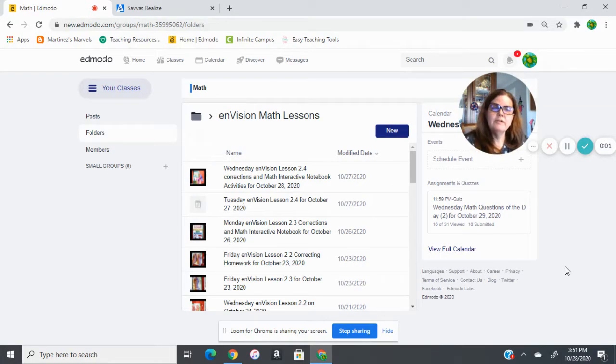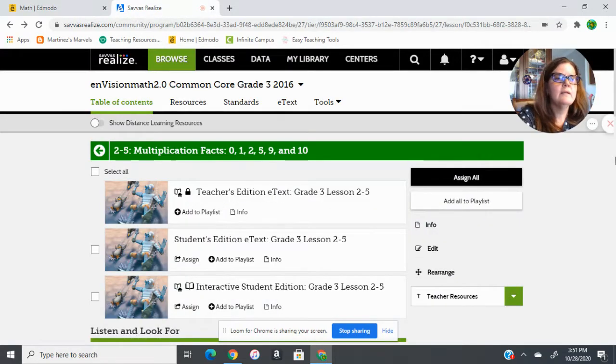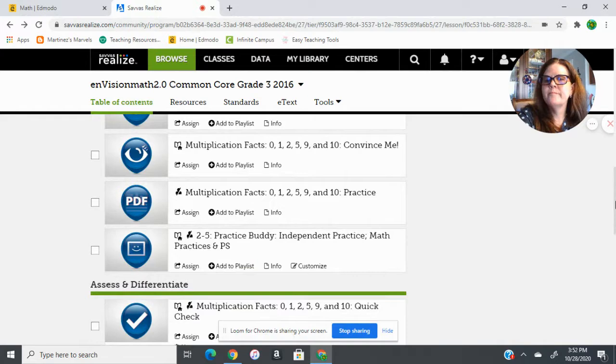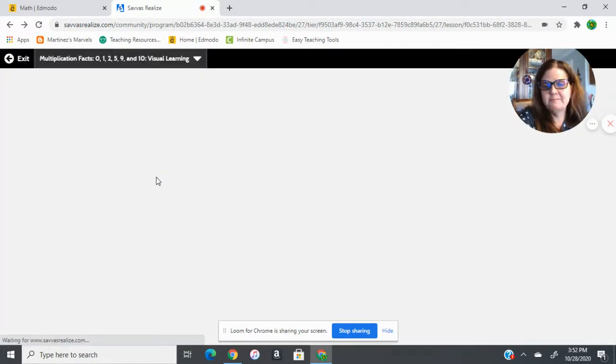0.5 from our enVision workbook. So if you would find your enVision workbook, page 86, and something to write with, go ahead and get to that page, and I'm going to go ahead and pull up the video. There it is. All right.